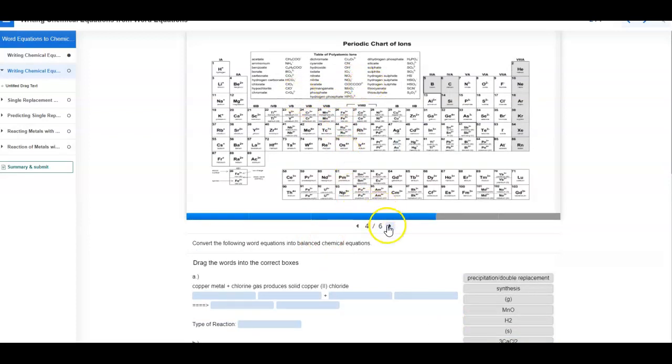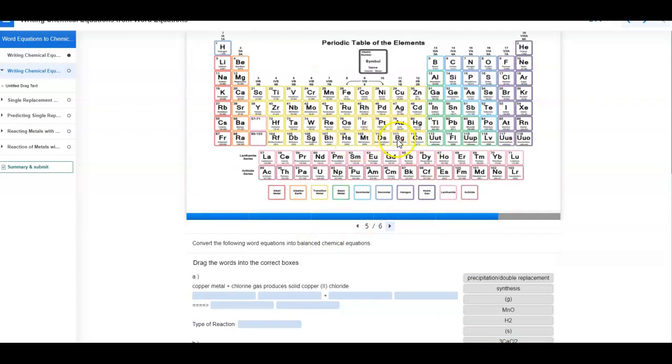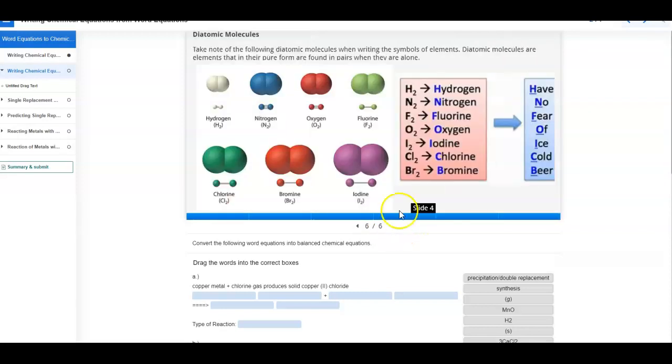And then you have the periodic table in here, as well as the list of diatomic molecules, in the sense that when you're writing a diatomic molecule, you don't write it as a single atom, otherwise your equation will not be balanced. So you always write these diatomic molecules as a binary molecule. So that would be for writing chemical equations.